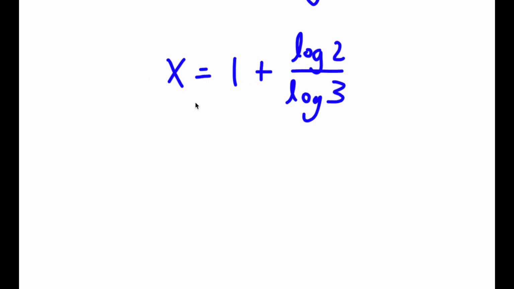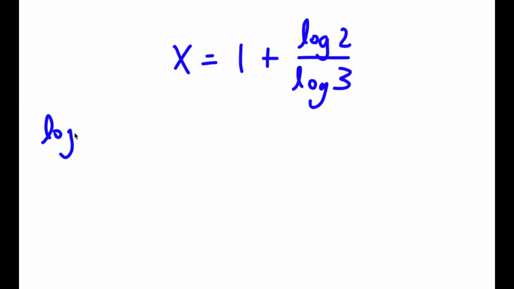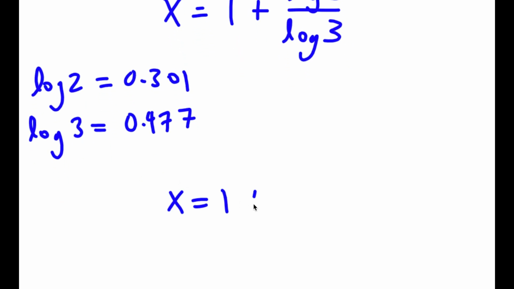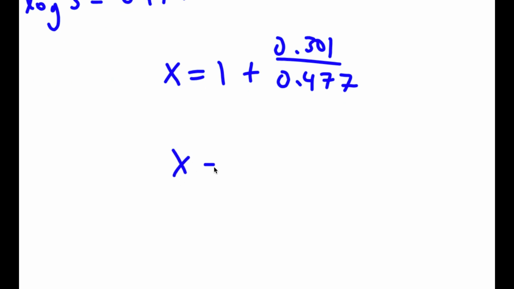Now log 2, this is equal to 0.301, and log 3, this is equal to 0.477. So I have x is equal to 1 plus 0.301 over 0.477. So now I have x is equal to 1 plus 0.631, which is equal to 1.631.